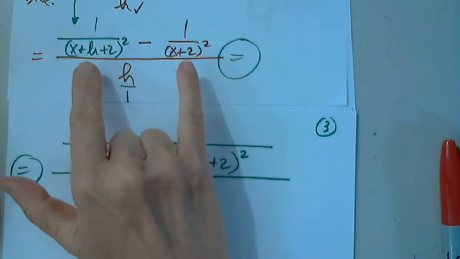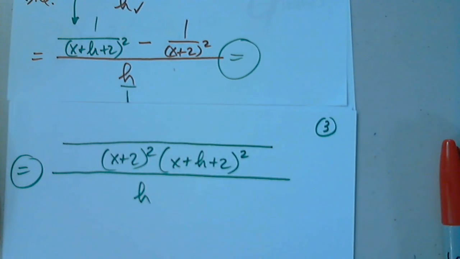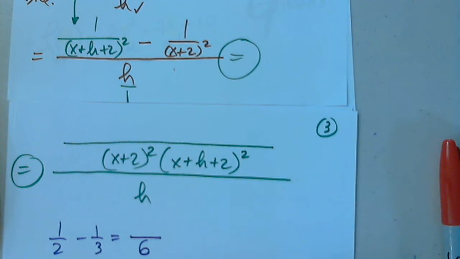Perfect. So these two factors have nothing in common. Let me just refresh your memory. If I have 1/2 minus 1/3, these two factors have nothing in common, so the least common denominator must be the product of the two.